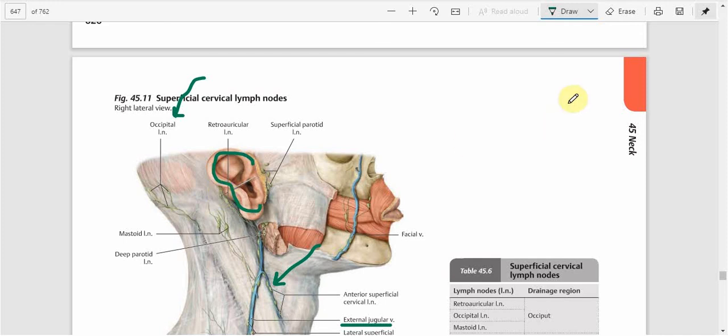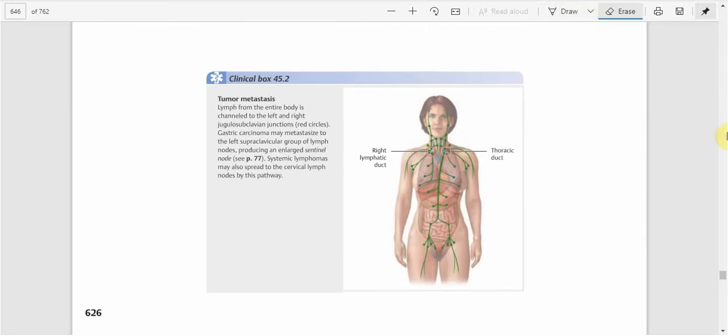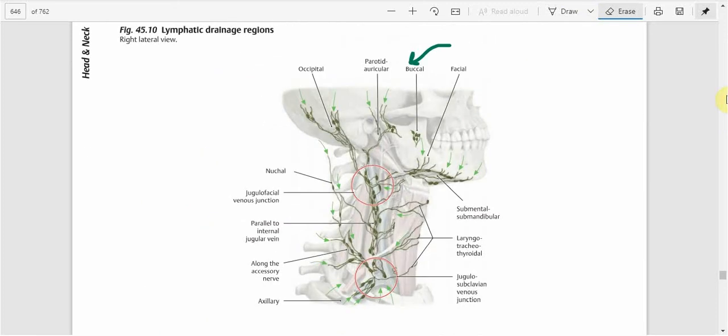And the posterior wall of the external acoustic meatus. The external acoustic meatus has an anterior and posterior wall. The anterior wall is formed by the tympanic plate. The posterior part is not. So this part, formed by the mastoid process, drains into the mastoid lymph nodes. And from there the efferents pass to the postero-superior group of the deep cervical nodes.